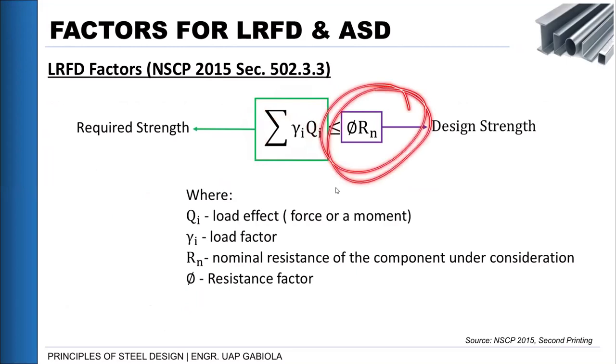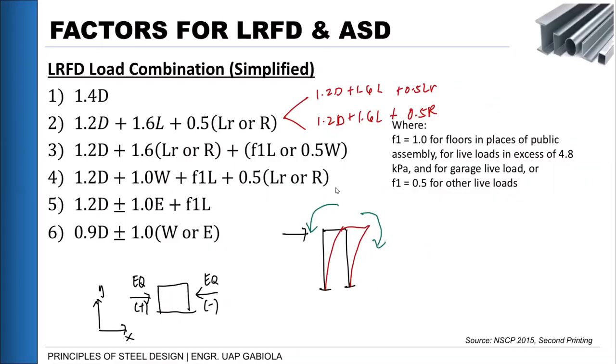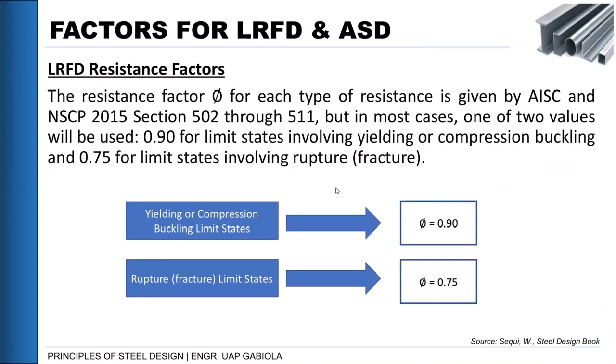Ngayon, para naman dun sa design strength natin, yung capacity natin, we have a factor. So, load and resistance factors, according to NSCP, sections 502 through 511, it could be one of two values lang: 0.9 for limit state involving yielding or compression buckling, and 0.75 for limit state involving rupture. Whenever we are tackling a new component, I will be presenting a value for the resistance factor. Pero ito yung main values na ginagamit all throughout the design. Okay? So it could be 0.9 and 0.75.